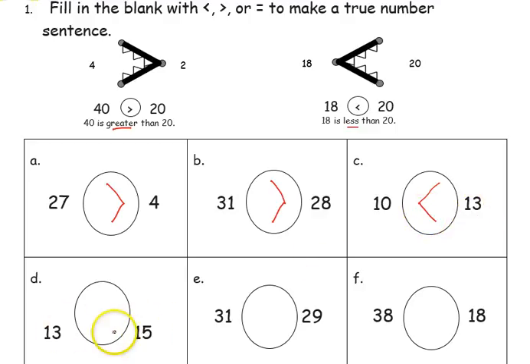Next, I'll compare 13 to 15. 13 is less than 15, so again I will use the less than symbol and read the statement as 13 is less than 15. In question E, I'm comparing 31 to 29. 31 is greater, so I will use the greater than symbol. 31 is greater than 29. And in problem F, I'm comparing 38 to 18. 38 is the larger number, so I will use the greater than symbol, and I will read my statement as 38 is greater than 18.